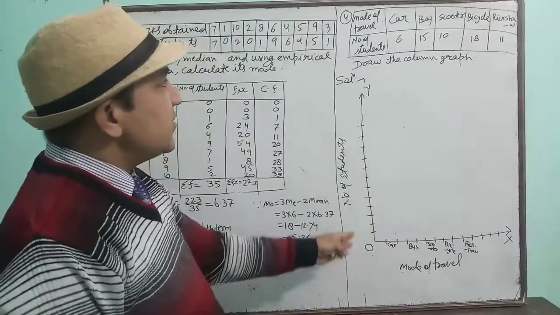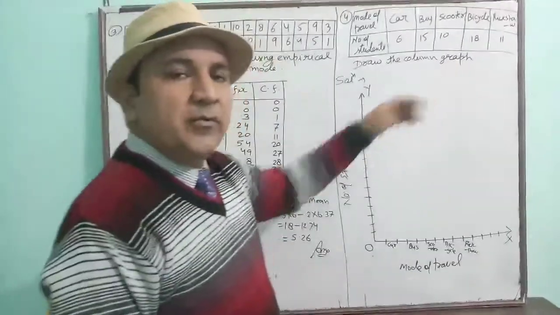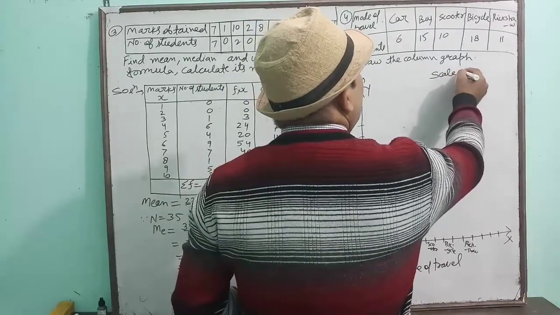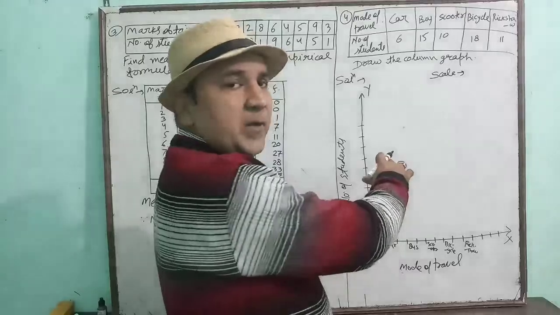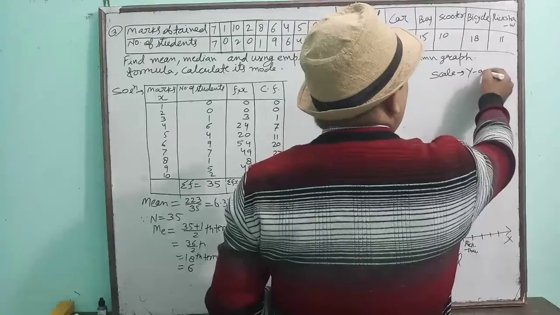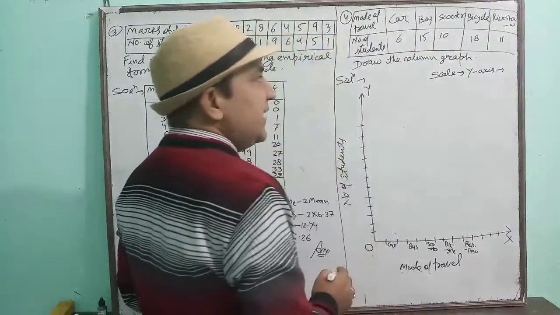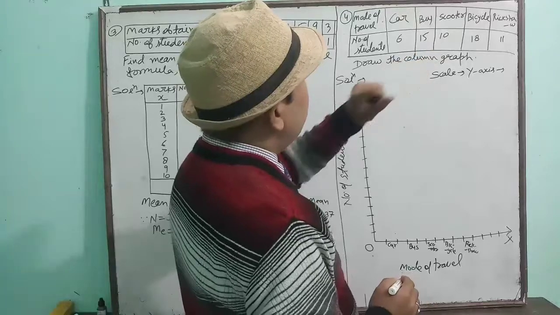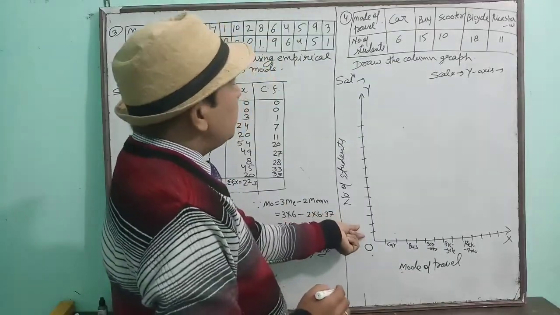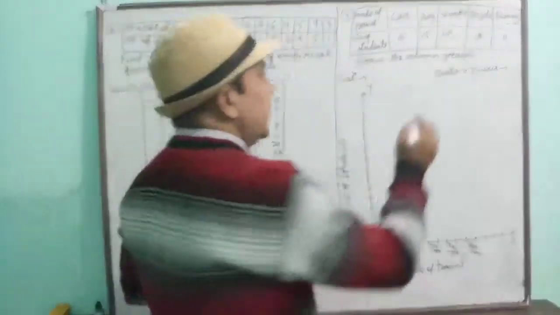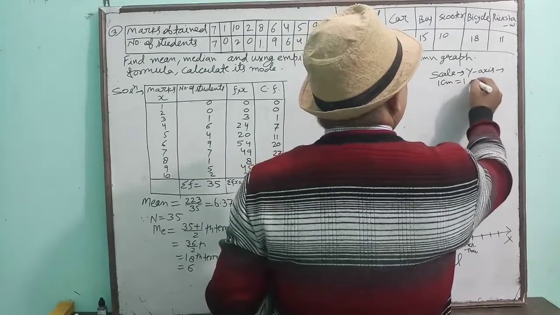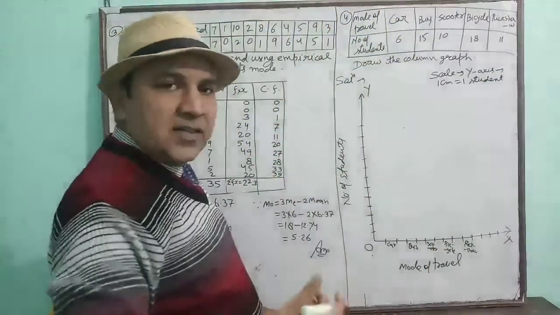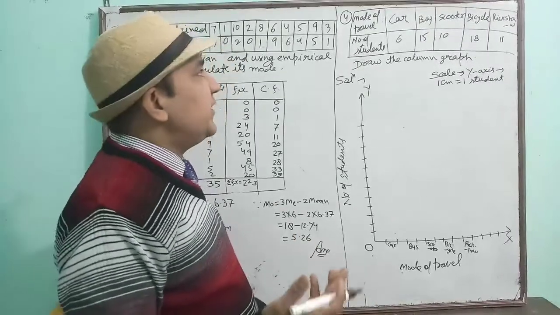Now on the y-axis, since these are numbers, we have to take some scale. So you will write at the top of your graph paper: Scale for y-axis. See here 6, 15, 10, 18 and 11. So suppose that one box is representing one student. That means 1 centimeter is equal to 1 student. Okay. You can choose a suitable scale. That totally depends on you.